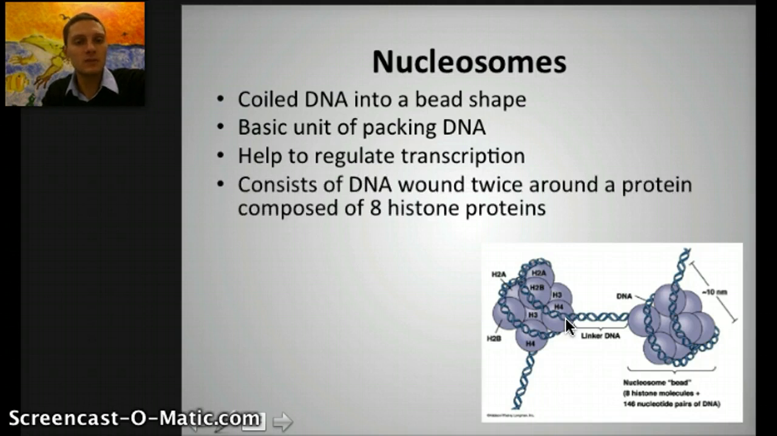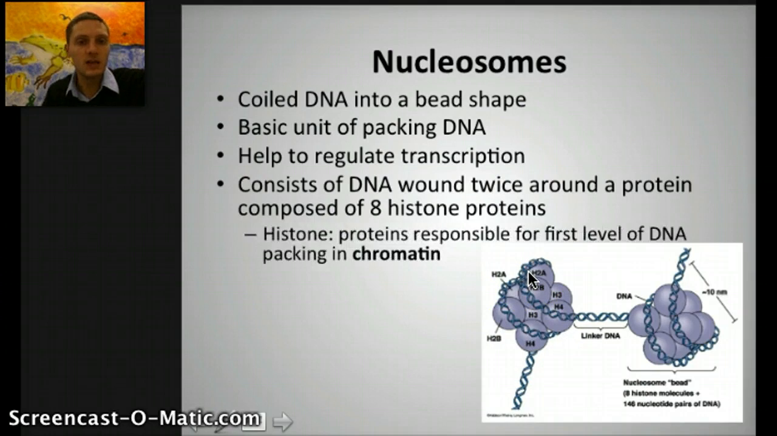A nucleosome is made of DNA wound twice around a protein, and this is composed of 8 histone proteins. A histone protein is responsible for this first level of DNA packaging in chromatin. Chromatin is DNA and proteins put together. These histones and nucleosomes are helping to condense and to shape the DNA into a chromosome structure. During mitosis, as we talked about, the DNA is condensed down into these chromosome structures to help it move and to be sorted during mitosis.